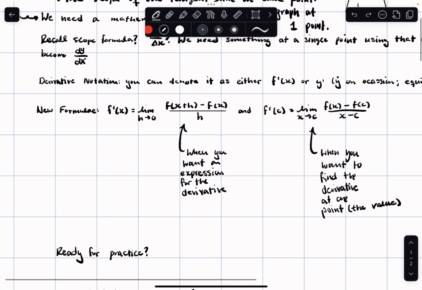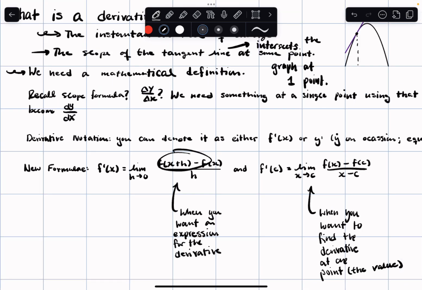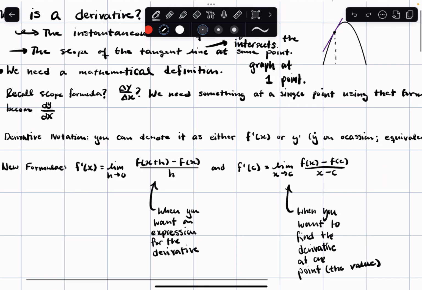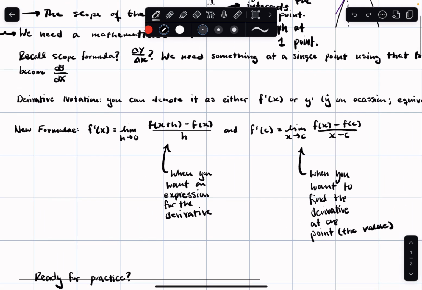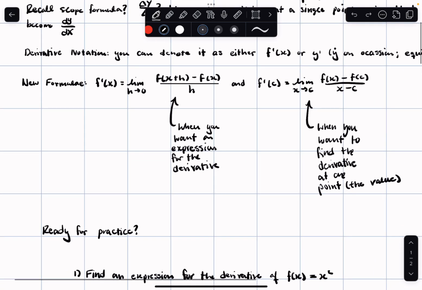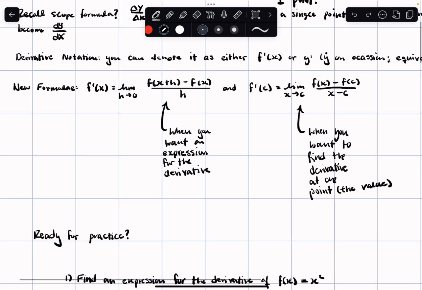So we have new formula, which is, these are the definitions of derivatives. Small change in y over the small change in x. And similarly here, we have the small change in y and small change in x, which is exactly what the limit is going to get to, closer and closer to that value. So we will use the one on the left when we want to find an expression for the derivative, and the one on the right when you want to find a specific value.